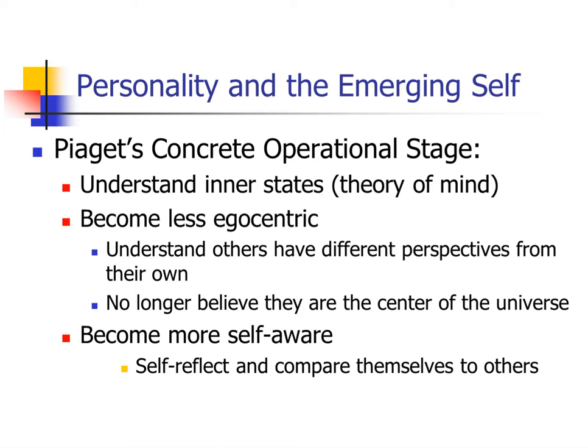And remember, we talked about that give and take, that barter system of, yes, I have to give a little bit and I expect other people to give a little bit. So they're really starting to understand that they have the power to do that. And so they no longer believe that they are the center of the universe. And of course, that comes back in the teen years, though. So they become more self-aware, and they self-reflect and compare themselves to others. So this is also a very important stage of comparing themselves to others.